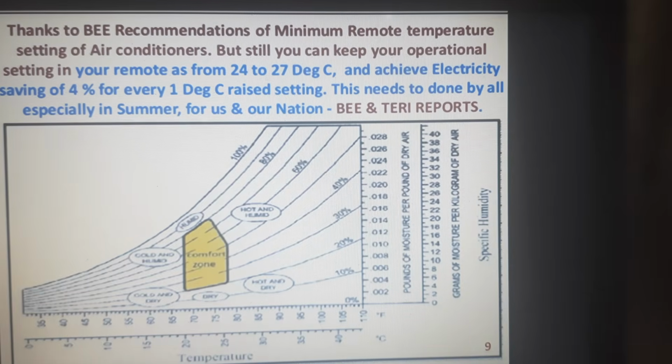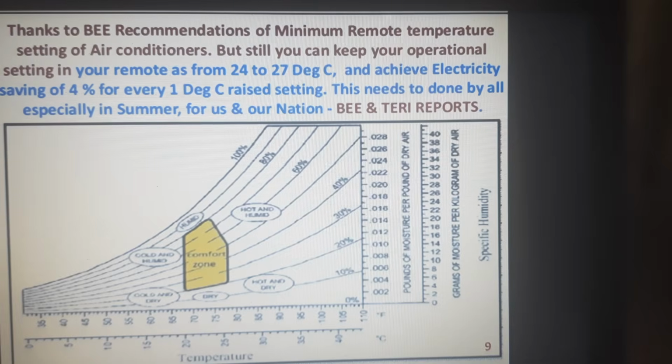Thanks to the Bureau of Energy Efficiency and the TERI reports, the Energy and Research Institute, you can see the yellow zone, that is more comfortable from 24 to 27 degrees. It is more comfortable for our human comfort especially, and you can achieve straight away 24% power savings by going for a higher temperature setting as such.